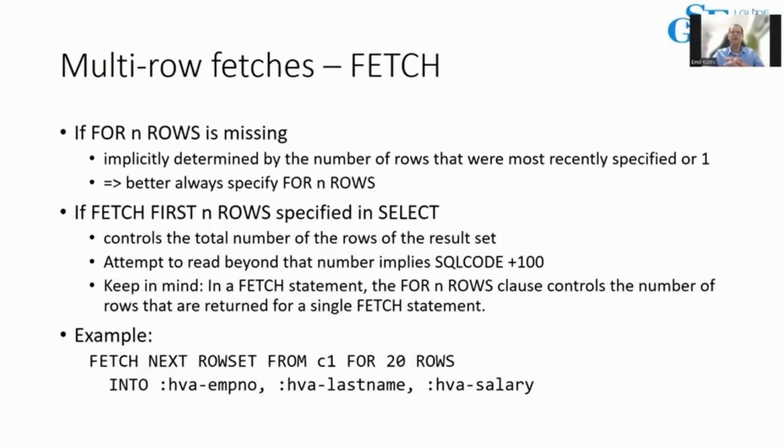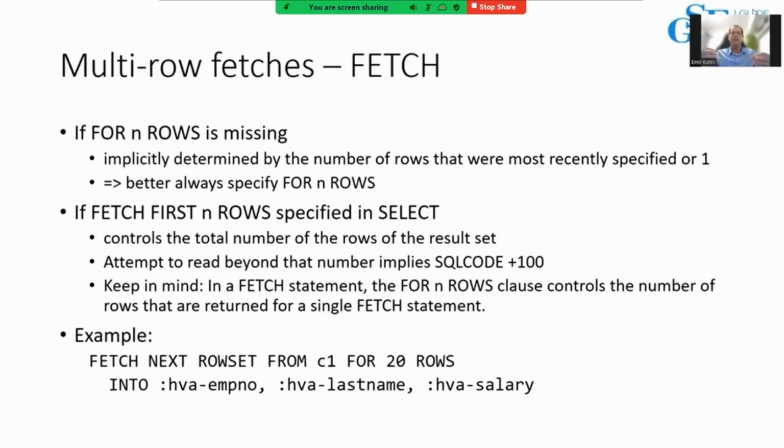So what happens if you have this fetch and for n rows is missing? Then it's implicitly determined by the number of rows that were most recently specified, or it will be 1. It might be difficult to know because you don't know what happened before. That's why, if you are really using multi-row fetches, always have this for n rows in the fetch. It also makes it pretty obvious that you are using multi-row fetch. What if fetch first n rows is specified in the select? That's a different thing, right?